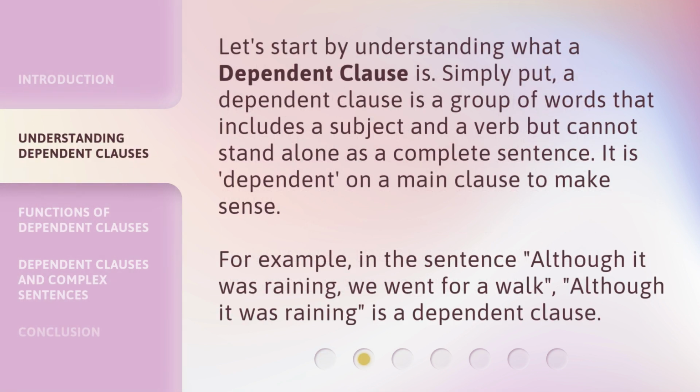Let's start by understanding what a dependent clause is. Simply put, a dependent clause is a group of words that includes a subject and a verb but cannot stand alone as a complete sentence. It is dependent on a main clause to make sense. For example, in the sentence, "Although it was raining, we went for a walk," "although it was raining" is a dependent clause.